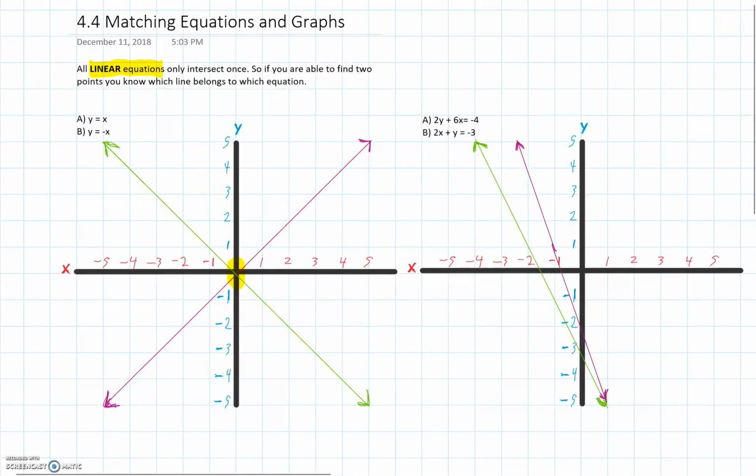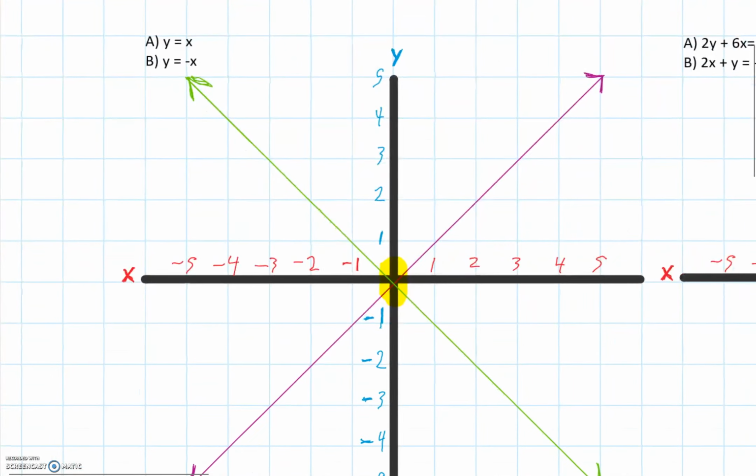Let's see if I can erase that. Well, let's leave that yellow one. Okay. So we have this equation here, y equals x. So first of all, this should be easy, because if it's y equals mx plus b, m here is plus 1, which means that it's going up, which means it's purple. Okay, so that's easy enough, but let's see if we can sub some values in.